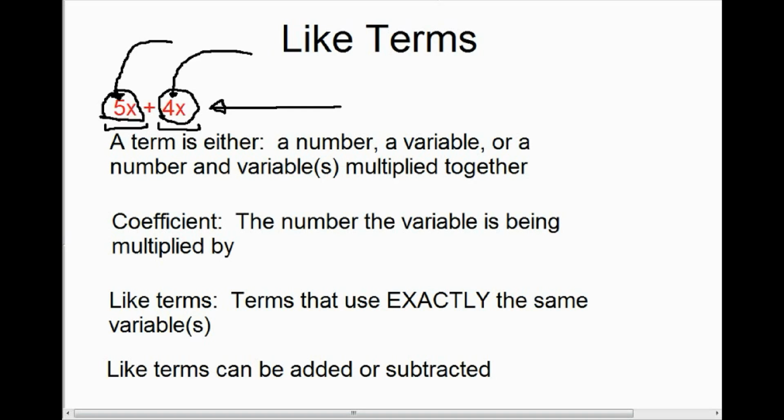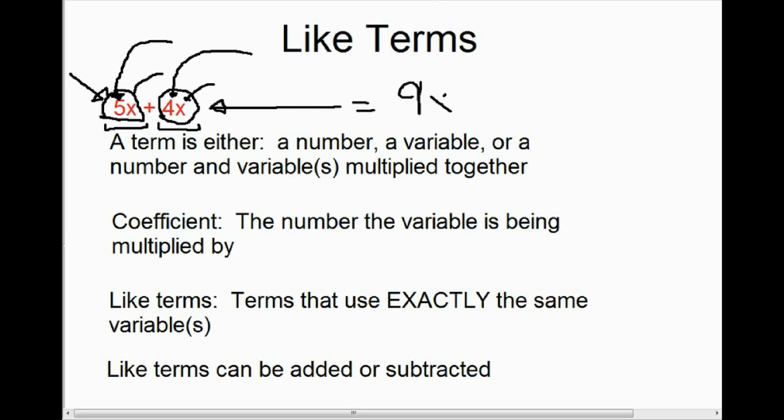And one final thing to note here, as we also saw with the example that we looked at, like terms can be added or subtracted. So going back to the original question that we started with here, we have 5x plus 4x. Those are like terms because the variable is exactly the same on both terms. So we can simplify that. When we simplify that, we add those together, it equals 9x.